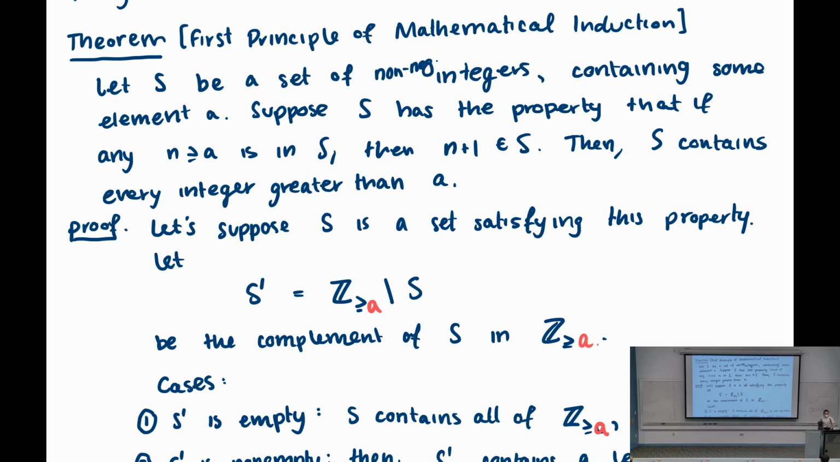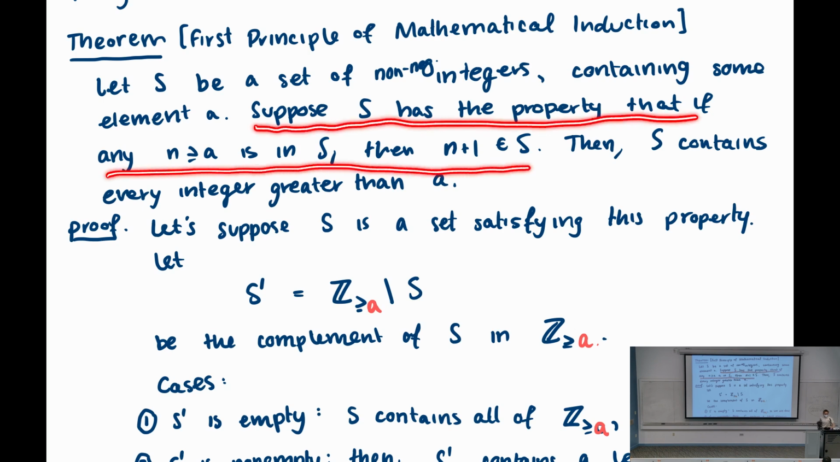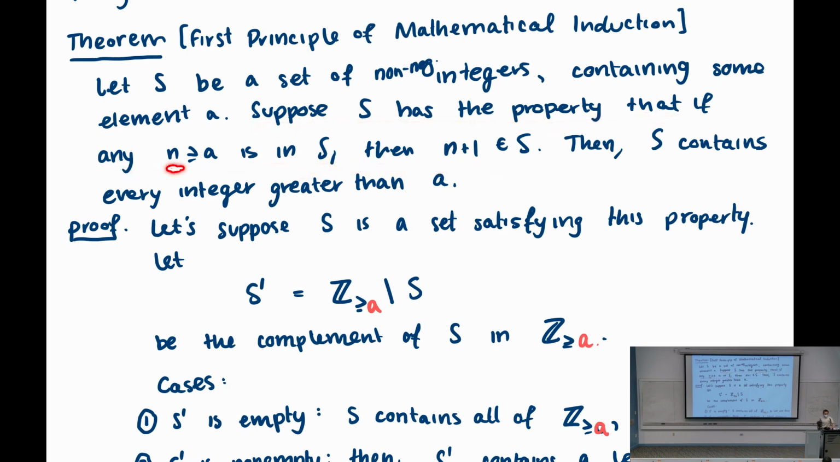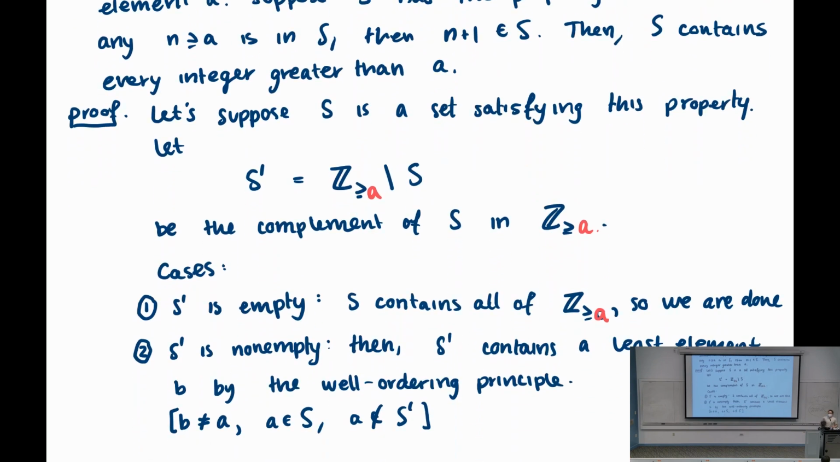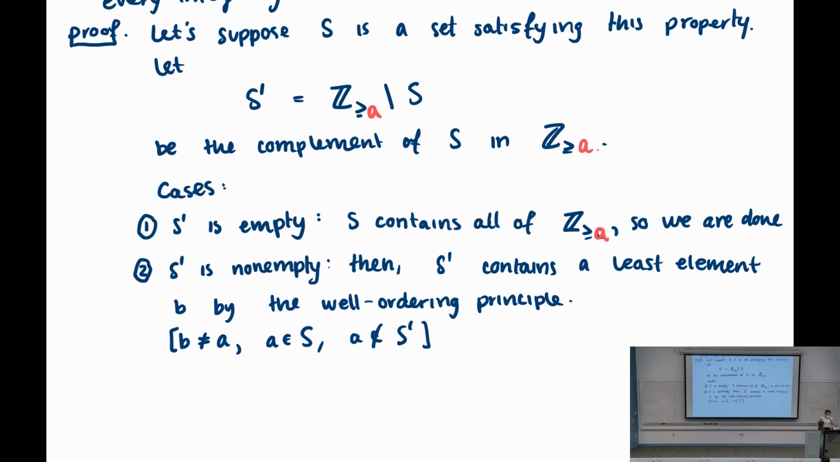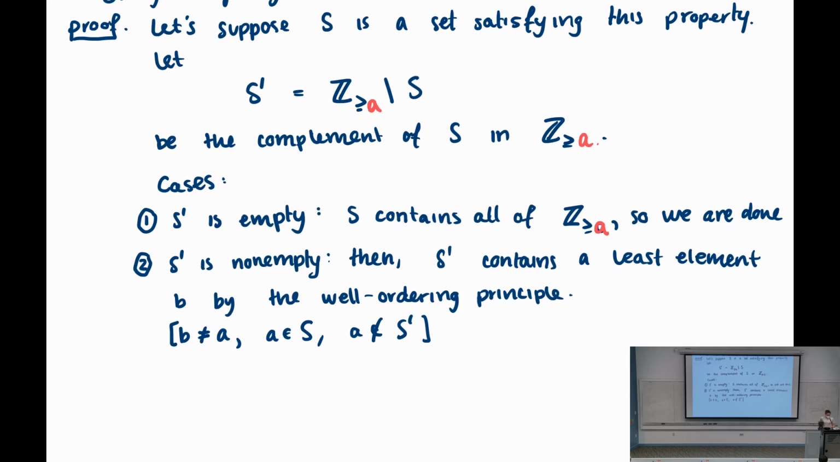Okay, so the setup is we're assuming that S has this property. So if there's some number n greater than or equal to A that's in S, then also we have n plus 1 is in S. So we're just assuming that this set S has this property, and then we're going to prove that S actually contains every integer greater than or equal to A. Yeah, okay. Good. Other questions? Okay, so now we're set up.